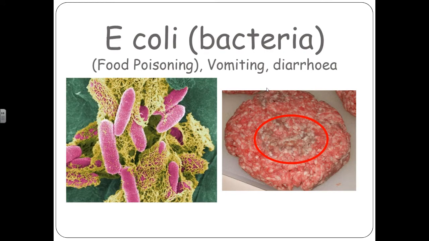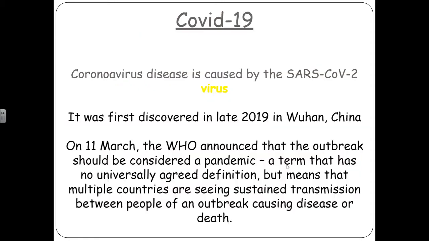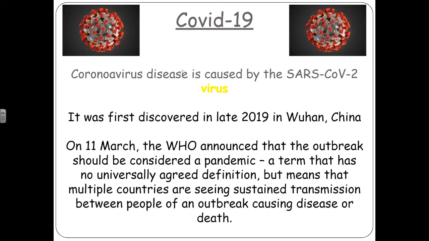E. coli is a bacteria, Escherichia coli, and it causes things like food poisoning, vomiting, diarrhea, and nasty stuff. You get that if you don't cook your meat properly. And coronavirus, COVID-19. There's actually lots of coronaviruses that cause a variety of things like coughs and colds and other things, as well as the more serious coronaviruses like SARS-CoV-2. It was first discovered in late 2019 in Wuhan, China, and on the 11th of March it was declared a pandemic.